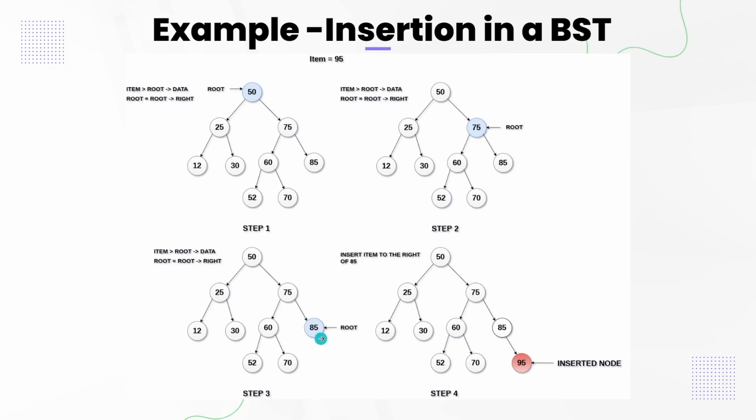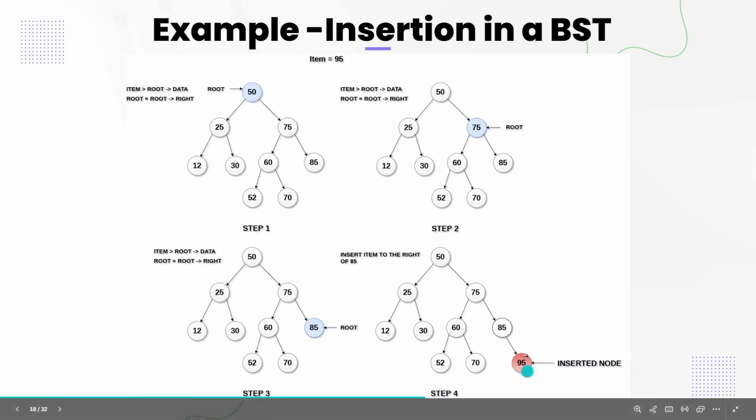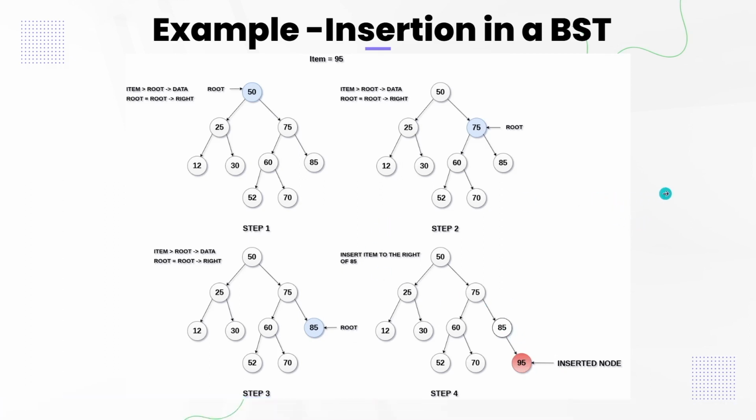Just because it is greater, we add 95 as a right child of 85. So, this is how we perform insertion on a binary search tree. Now we are going to learn an algorithm for doing insertion in a binary search tree. To familiarize you with the terms used in that algorithm, I have added this example.